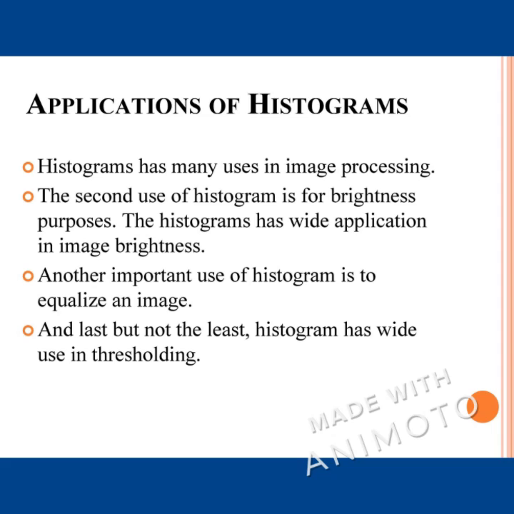The second use of histograms is for brightness. The histogram has wide application in image brightness. Not only in brightness, but histograms are also used in adjusting the contrast of an image. Another important use of histograms is to equalize an image. And last but not least, histograms have wide use in thresholding. This is most used in computer vision.